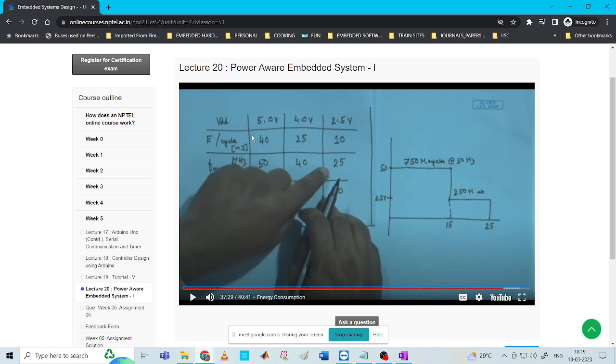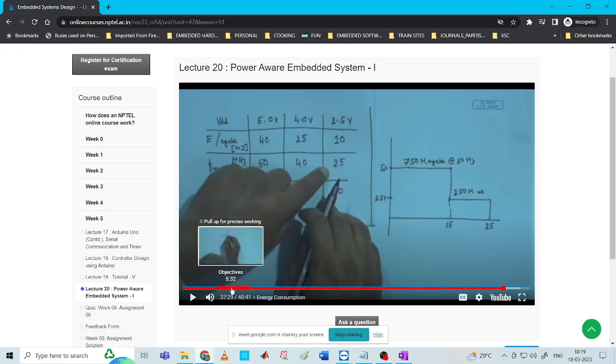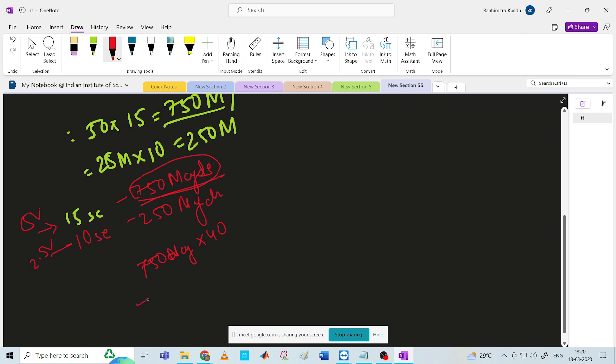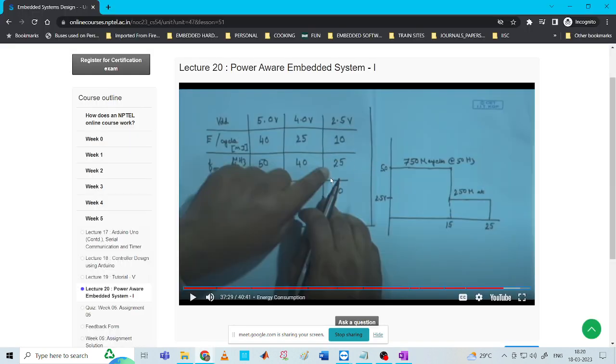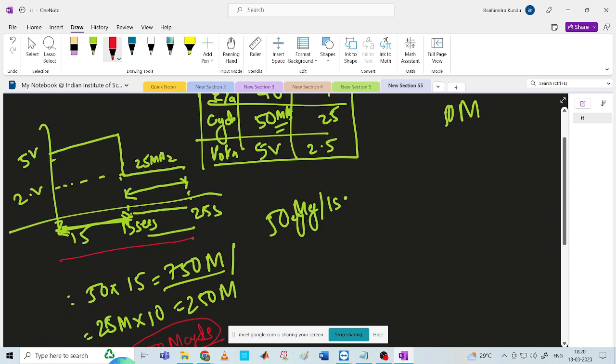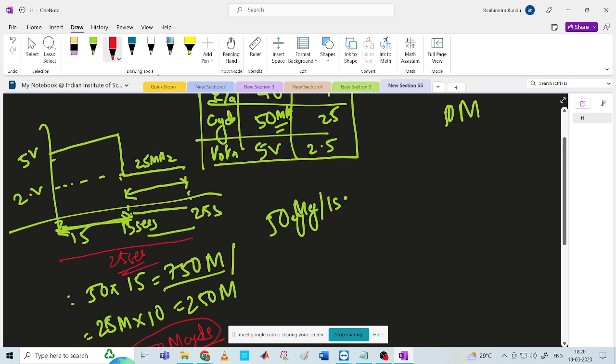So energy per cycle for the 5 volt was 40. So we have to multiply this 750 megacycles by 40. And we have to multiply 250 with 10. So you will get the total energy that is consumed in this total 25 seconds. This is important. It is not energy per cycle, it is the total energy consumed in these 25 seconds.